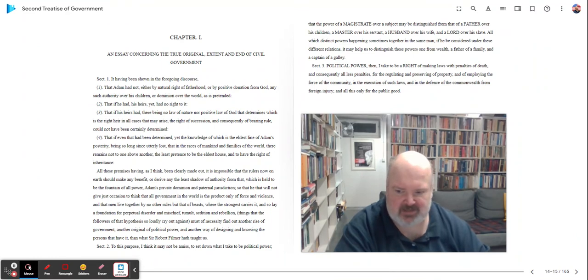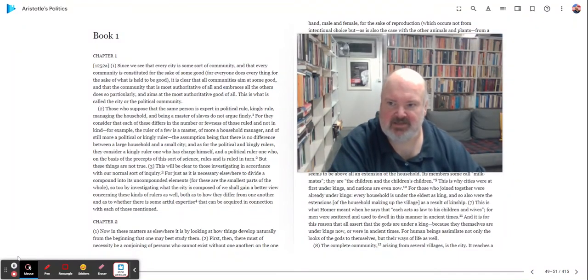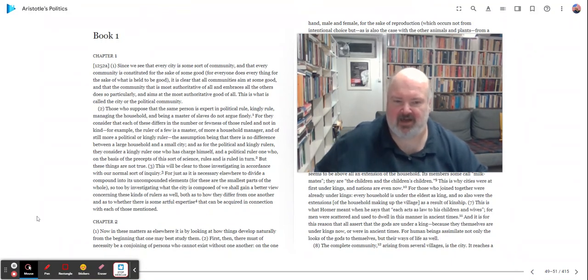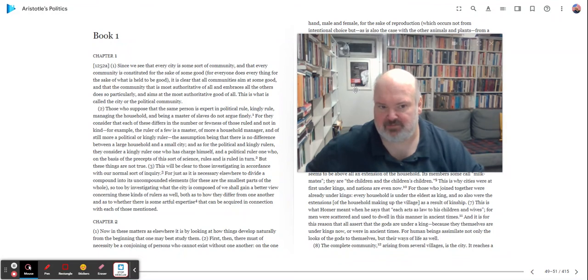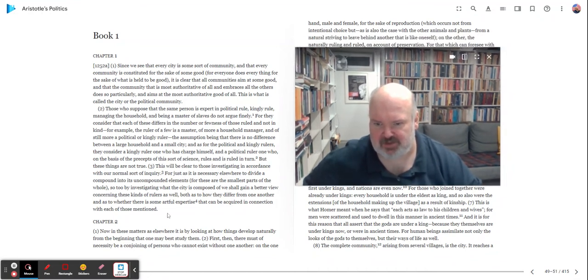I'm going to stop for a second and see if I can do something. Okay, I took a break and this is chapter one of the Politics. This is from Carnes Lord's edition, that's available at Google Books. It's not the version that I'd like to use, but his translation is pretty good. Let's pay attention, and I'll compare these two again.